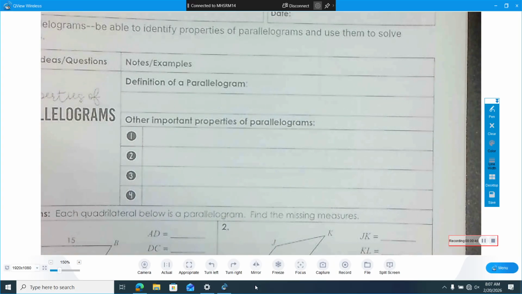Rounding is 5. No, for rounding. Buddy, ain't nobody here for you. Okay.